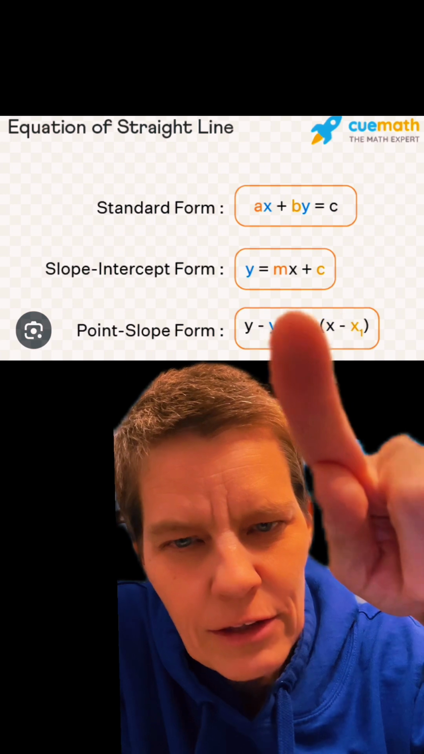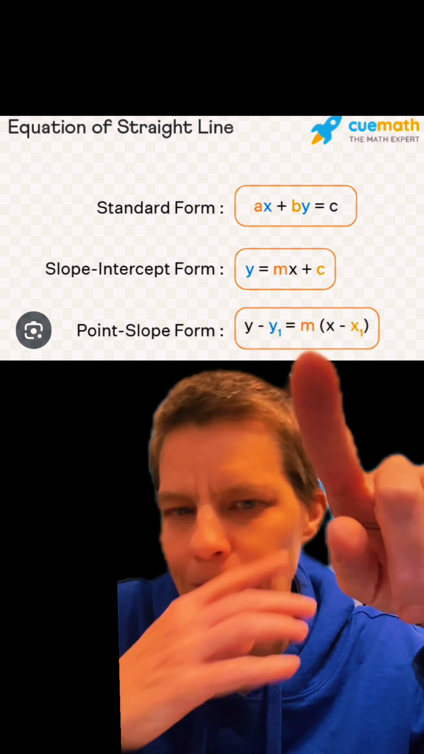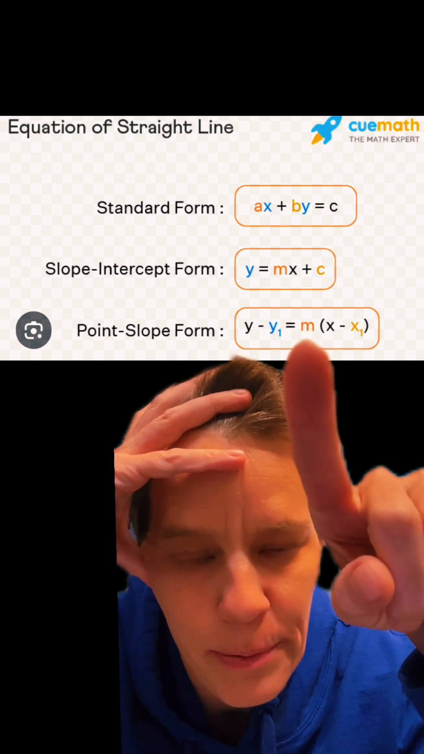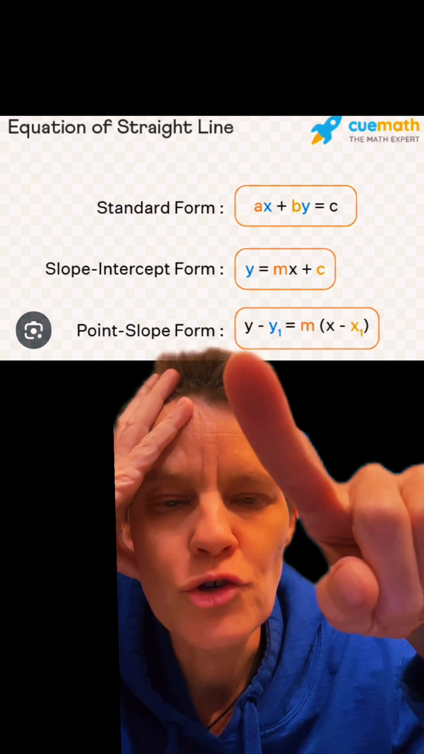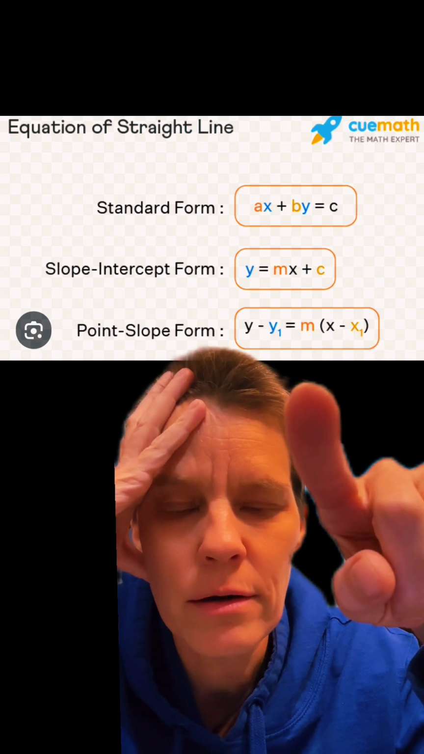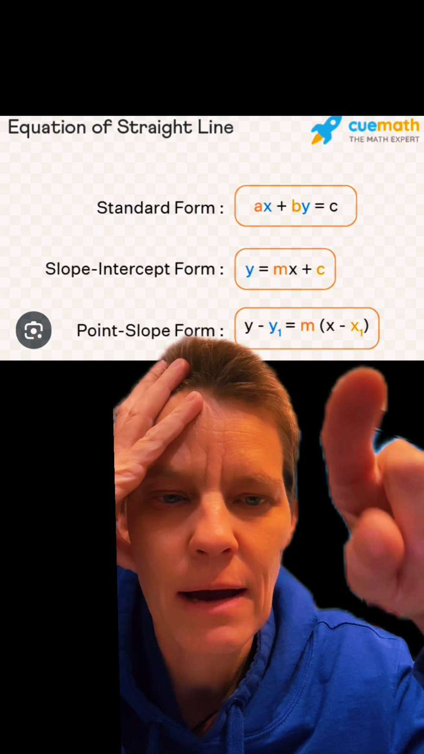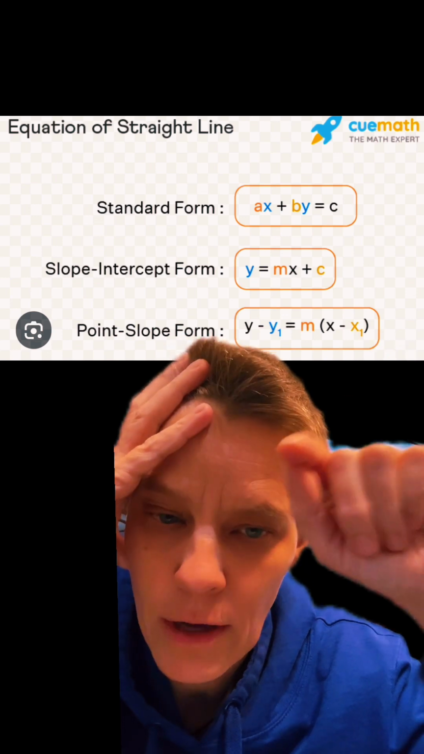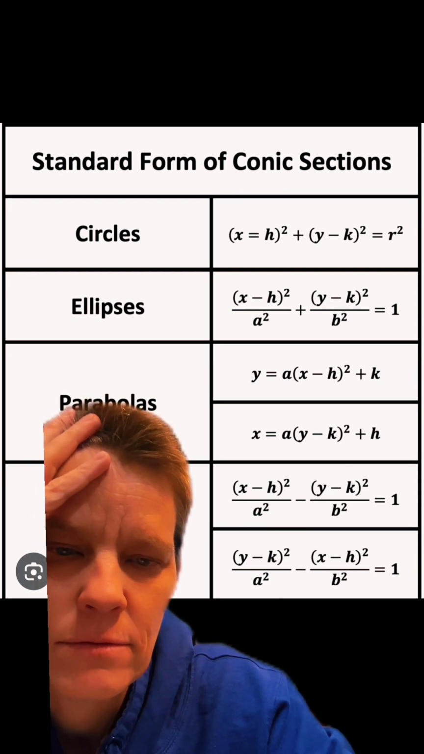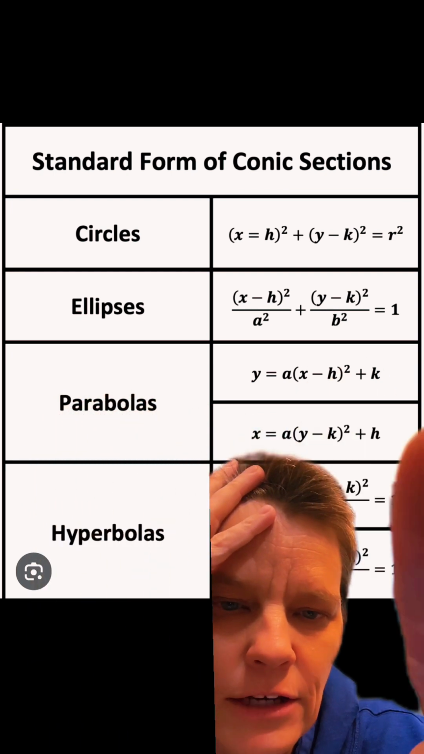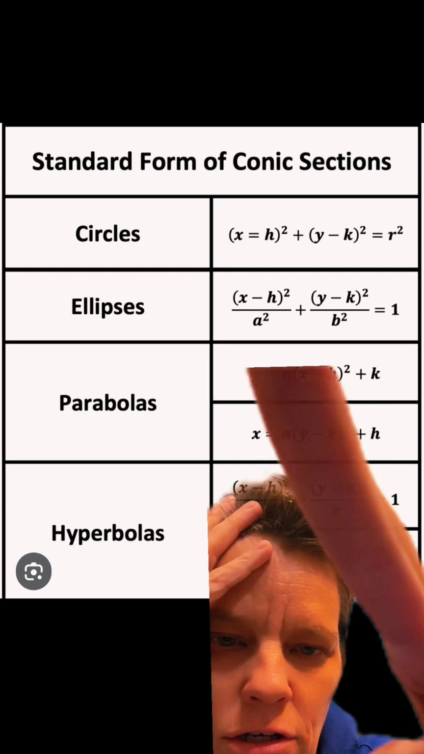But this is the one I want to look at, is point slope form, because actually the definition of a line comes out of slope, which we're not going to talk about right now. But you could say, instead of y minus y1, you could say y minus k equals m times x minus h. Okay? Because watch what happens. Do you see HK? Okay, here's a parabola, HK. See how Y is connected with K and X is connected with H all over.